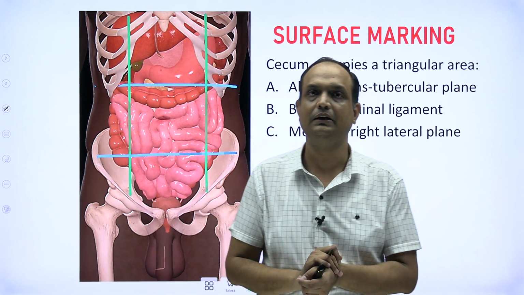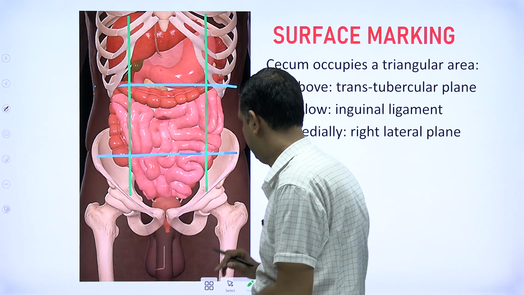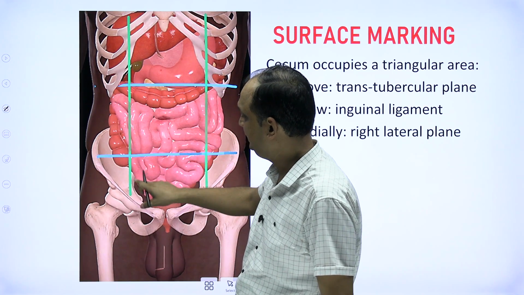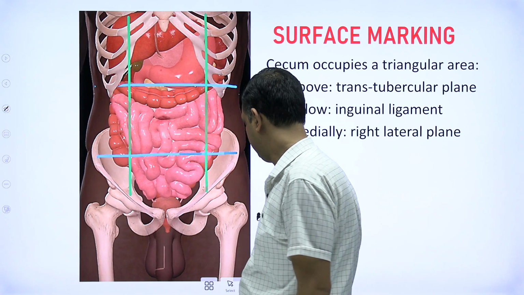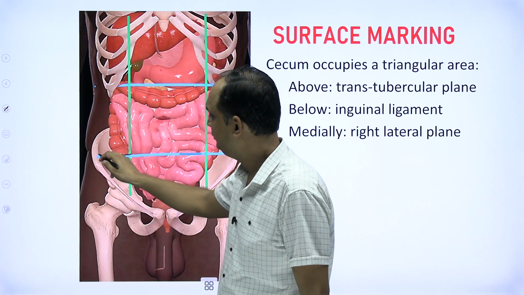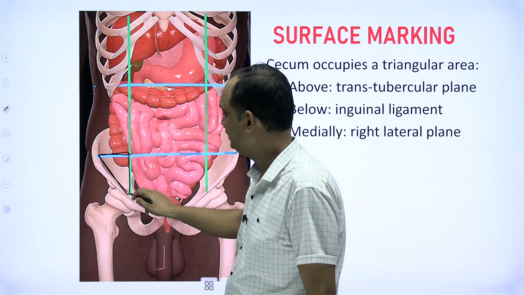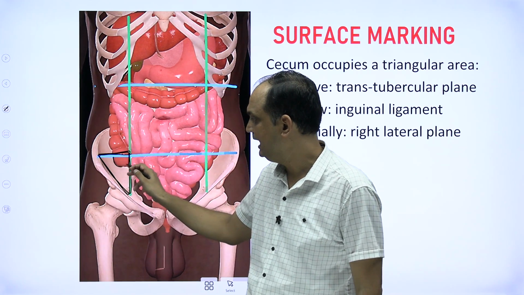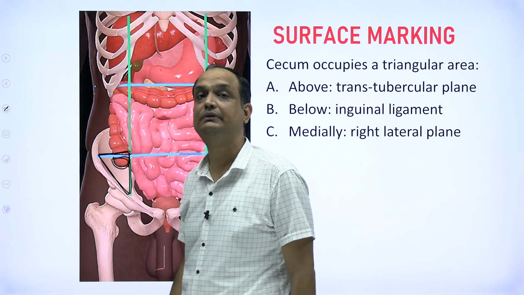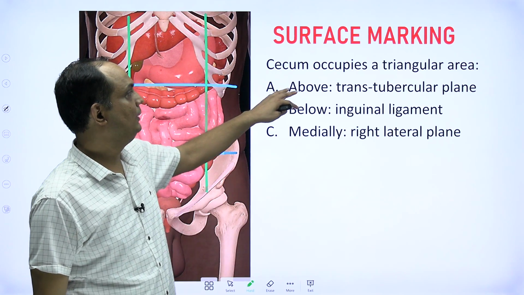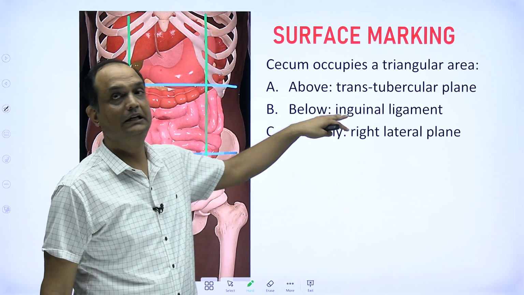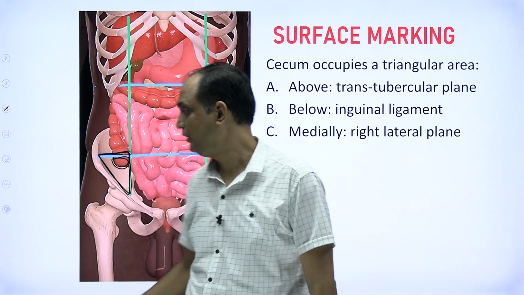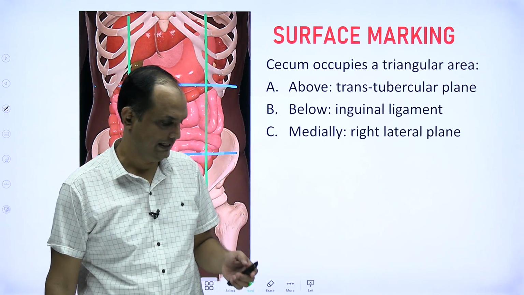For the surface marking, you first need to know about the transtubercular plane. This blue line is showing the transtubercular plane. Then you have the right lateral plane, and you have the inguinal ligament. If I join all three, you get a triangular area in the right iliac fossa just above the right half of the inguinal ligament, and this part has the cecum, which is related to the anterior abdominal wall. So, above you have the transtubercular plane, below you have the inguinal ligament, and medially you have the right lateral plane. That is what you have to identify in the exam.